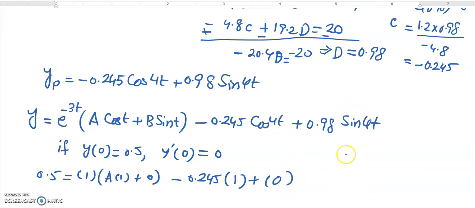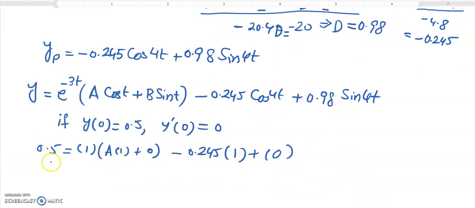So in this way we can find the value of a. Let's simplify it a bit: 0.5 equals a minus 0.245. So a will be equal to 0.5 plus 0.245, so it will be 0.745. a will be 0.745.